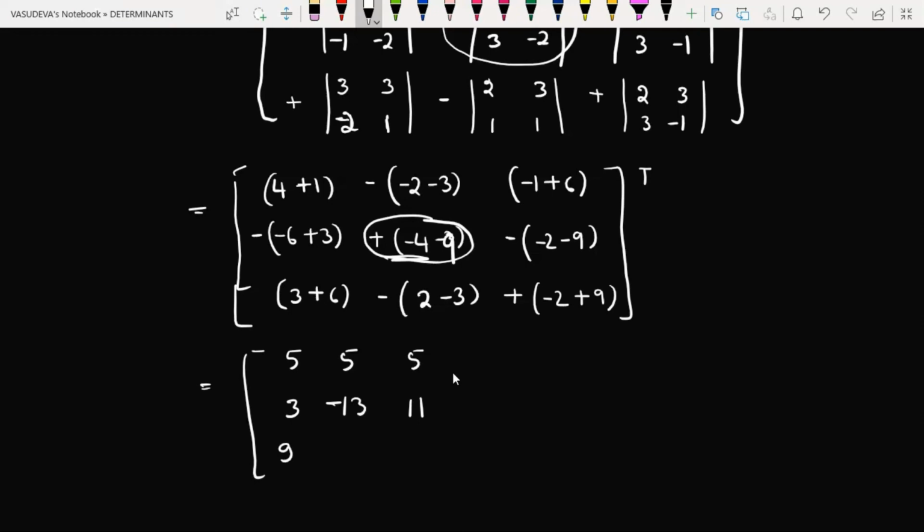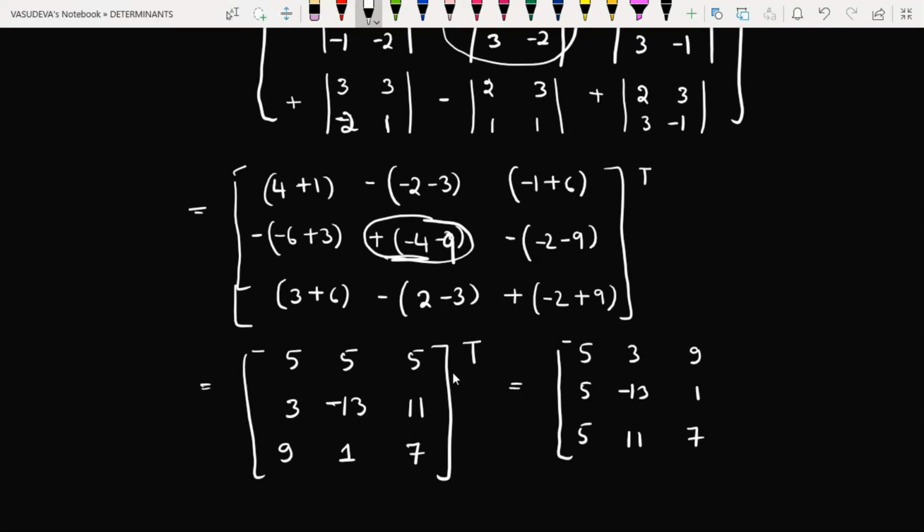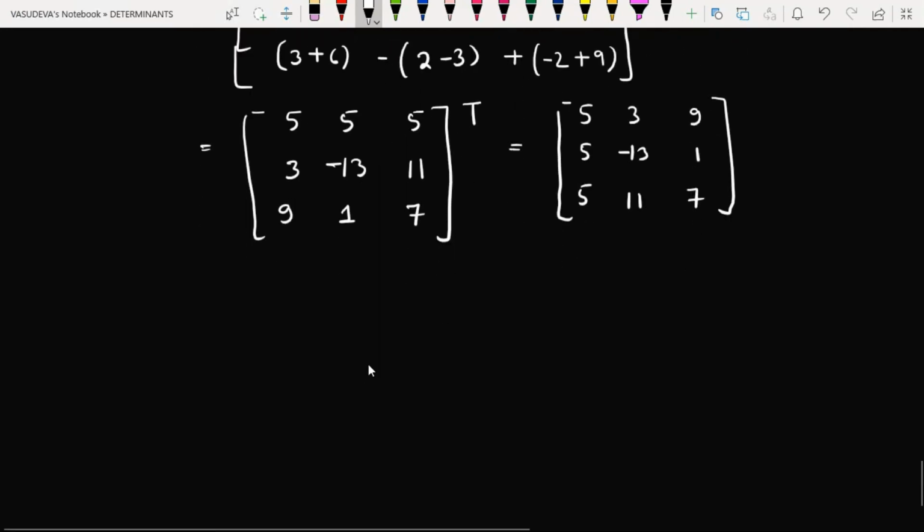This is 9. 2 minus 3 is minus 1, minus of minus 1 is plus 1, and minus 2 plus 9, 7, and this is plus 7. Transpose of this. So taking the rows into columns, we have 5, 5, 5, 3 minus 13, 11, 9, 1, 7. So now we are getting the adjoint of the matrix.